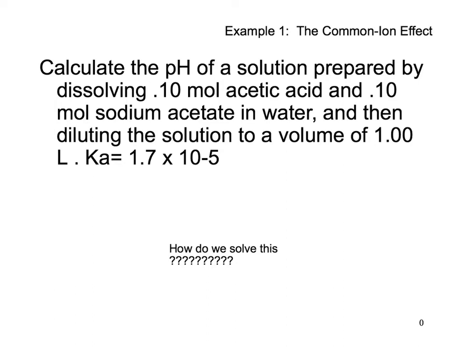So for that, I come back to the same question that we asked earlier about calculating the pH of a solution prepared by dissolving 0.10 moles of acetic acid and 0.10 moles of sodium acetate in water, and then diluting the solution to a volume of 1 liter. So how do we solve this?